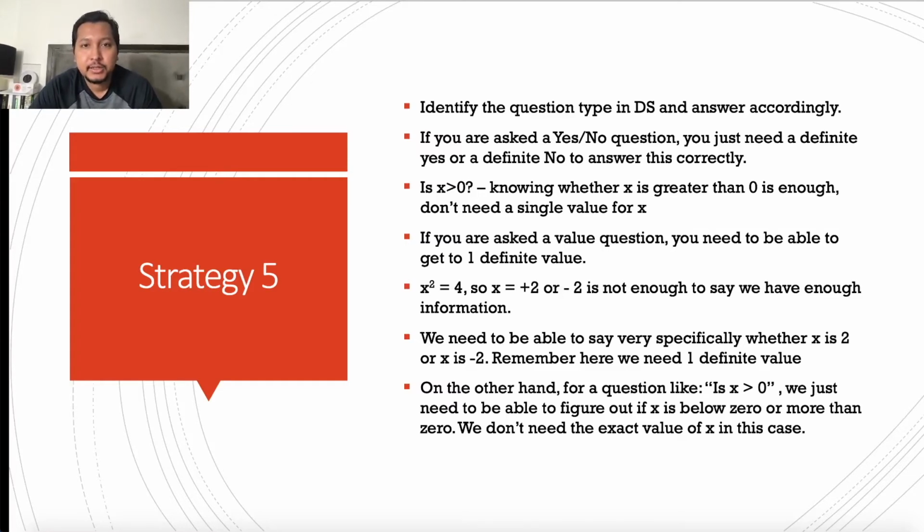The next strategy here: if you identify the question type in data sufficiency, then it's easier to answer. So if you're trying to answer a yes/no question, you don't really need to find out the exact value of x. For example, if it's asking you whether x is positive or negative, you just need to know if x is a positive or a negative number. You don't really need to know if x is 5 or x is 10 or x is -5. You just need to know if x is below 0 or more than 0. That's the only piece of information you'll need to answer that question.